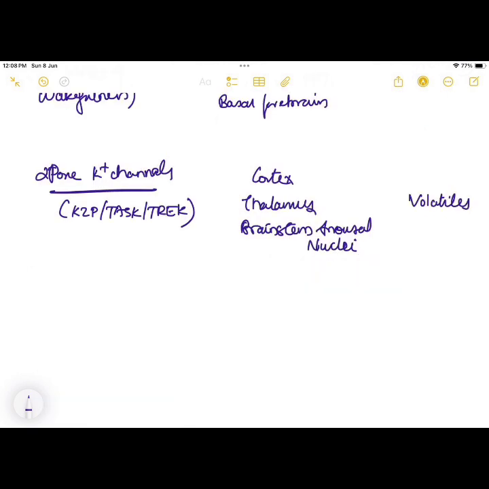Coming to the 2-pore domain potassium channels, they are found in cortex, hypothalamus, brainstem arousal nuclei. They hyperpolarize neurons and decrease excitability. They are directly activated by volatile agents like isoflurane and sevoflurane. They silence the neurons.